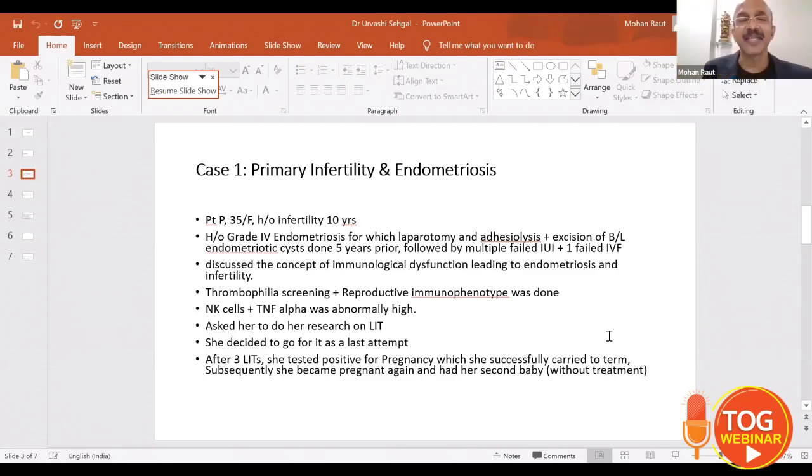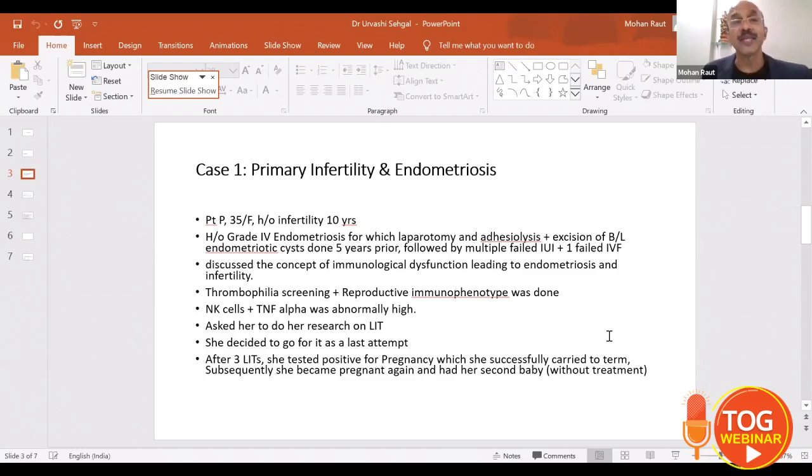Yeah, that is interesting. Would any of the panelists like to comment on this, about endometriosis and infertility, and whether anyone had a similar experience? Because endometriosis is so common, has anyone used any immunological or immunomodulatory treatment?